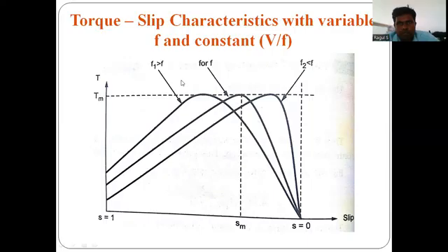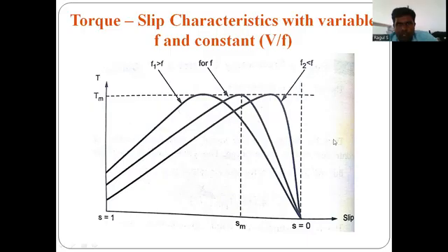This is the plot of torque versus slip. Whenever the slip is zero, the torque is also zero. As the slip value increases, the torque value also increases. So in this stage, the slip is directly proportional to torque. When the torque reaches its maximum value, at that time the slip is the maximum torque slip. After that, as the slip value increases, the torque value decreases. In this region, the slip is inversely proportional to torque.